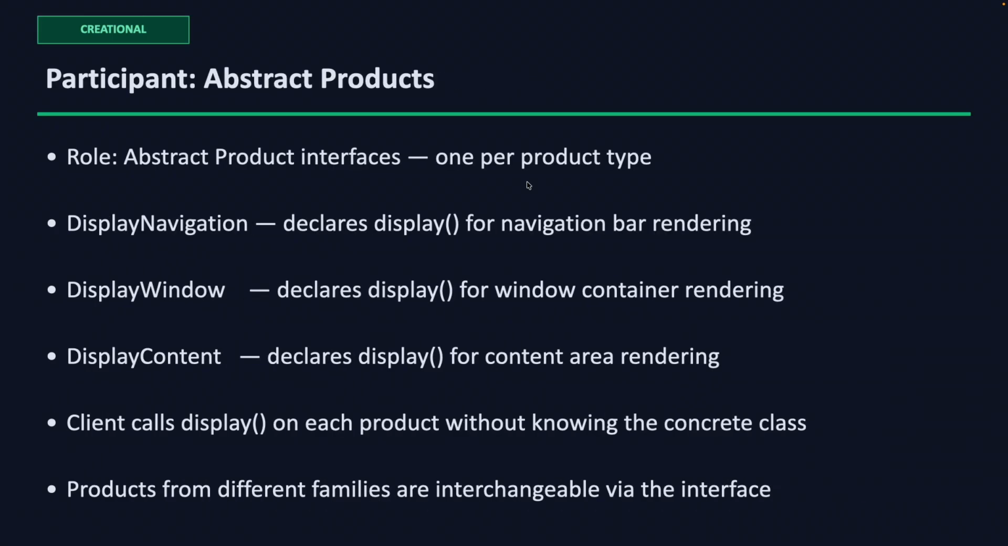The next participant that we have is the abstract products. We have the display navigation, display window, display content, and each one just has a single display method, and that's all the client needs, just a way to tell the component how to render itself. Notice the client never calls text navigation or image navigation by name. It just calls the display method on whatever product the factory handed it. The interface segregation principle works perfectly alongside the factory pattern.